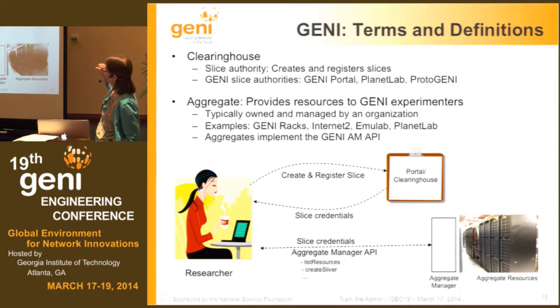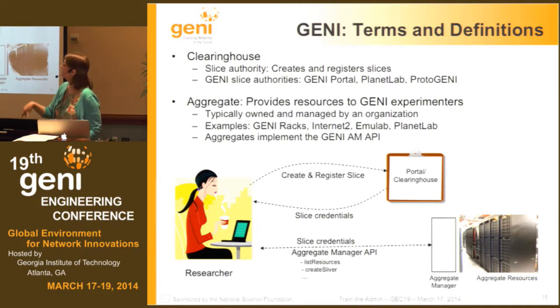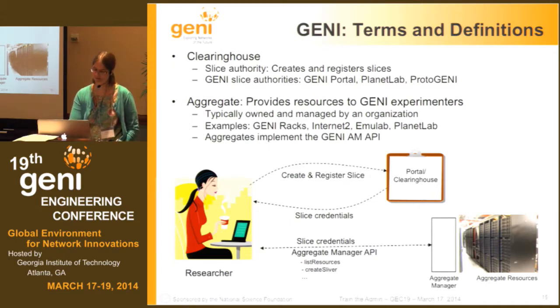And so, like I said, there are these three different flavors of places where you can get an account and slices: the GENI portal, PlanetLab, and various parts of the ProtoGENI Emulab Federation. And in addition, there are lots of different kinds of aggregates. There are GENI racks, there's Internet2 stuff, Emulab, PlanetLab, FOAM, all those sort of things.